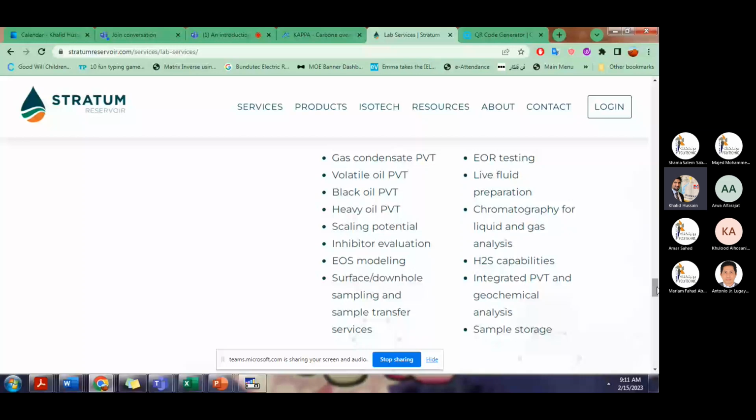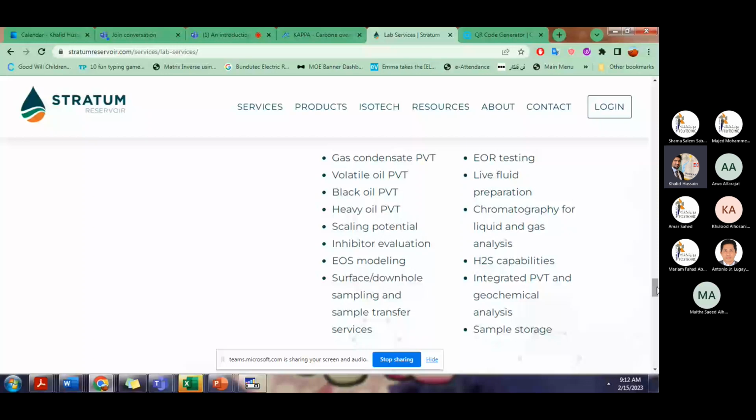How many fluids do we have in a reservoir? Three: oil, gas, and water. That's what we study all the time. But there are subcategories also. For example, if the reservoir has a very light oil, we call it volatile oil. If it has a gas with liquid, we call it gas condensate.